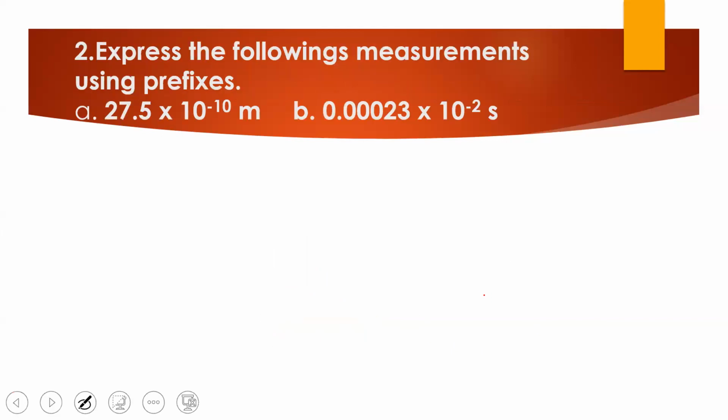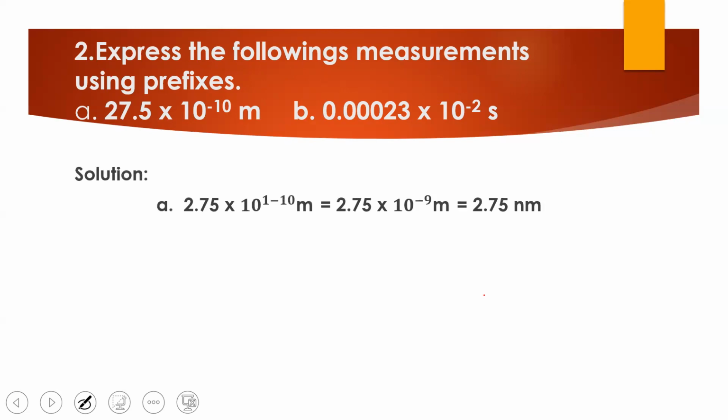Come towards the second question. Express the following measurements using prefixes. So with the help of the prefixes, we will solve this question. The first part is 27.5 multiplied by 10 to the power minus 10 meters. The point will move, and it will come after 2. So it should be 2.75 multiplied by 10 to the power 1 minus 10, and we will get 10 power minus 9, and 10 power minus 9 is equal to nano.